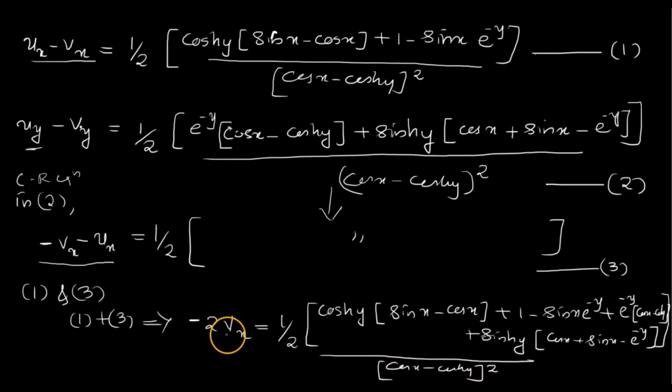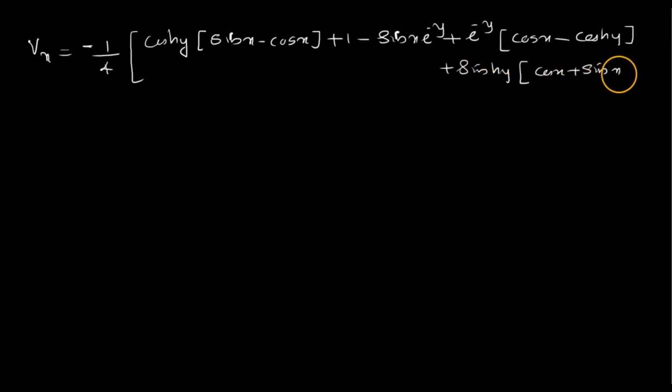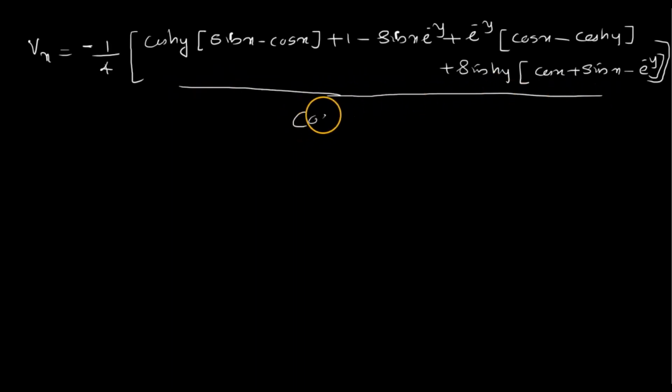So this is minus 2vx. So vx is equal to minus 1 by 4 and that term: cosh y (sin x minus cos x) plus (1 minus sin x) into e raised to minus y plus e raised to minus y into (cos x minus cosh y) plus sinh y into (cos x plus sin x minus e raised to minus y), divided by denominator (cos x minus cosh y) all square. Now we get vx.